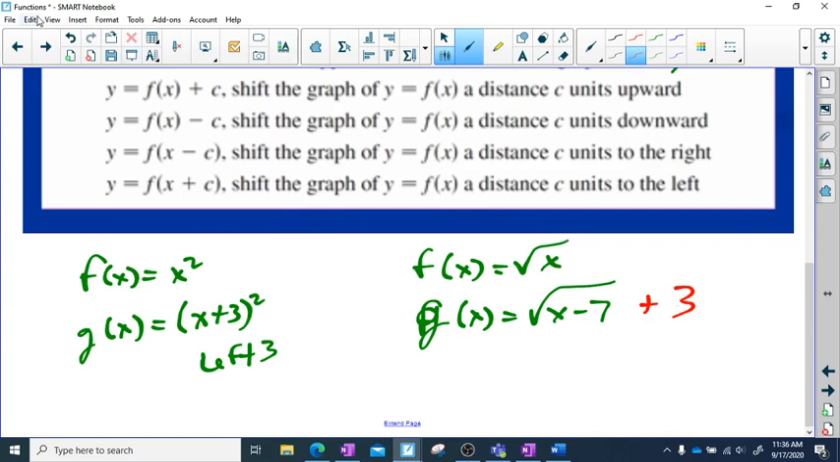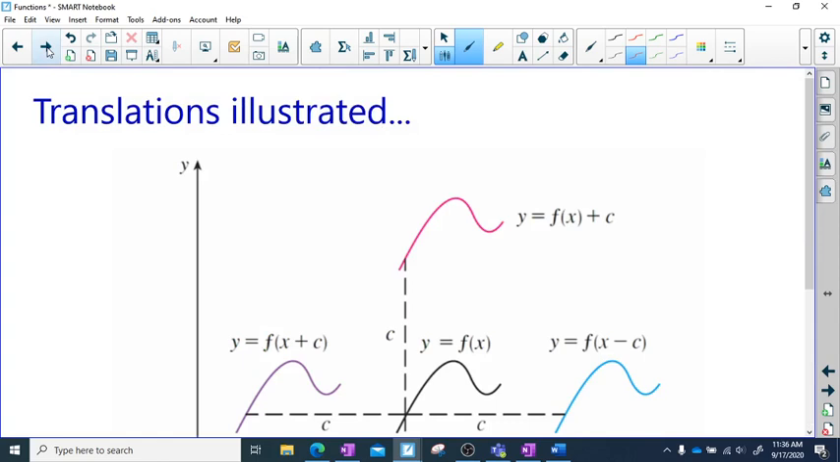Now, here's a nice visual to show you translations. The middle graph right here is your base function. So if I took a base function and I add some number out at the end of it, it's going to move it up whatever c units is.